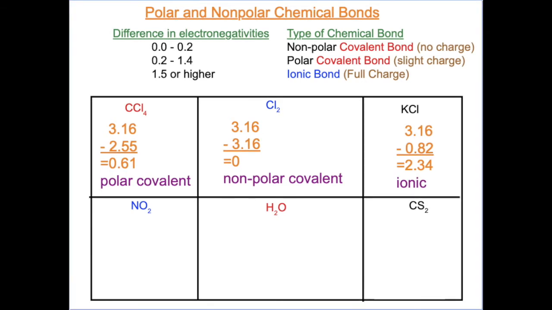Why don't you try the last 3 examples? Pause the video, determine the difference in electronegativities, and determine if the bond is ionic, a nonpolar covalent bond, or a polar covalent bond. The answers will be shown after you resume the video.